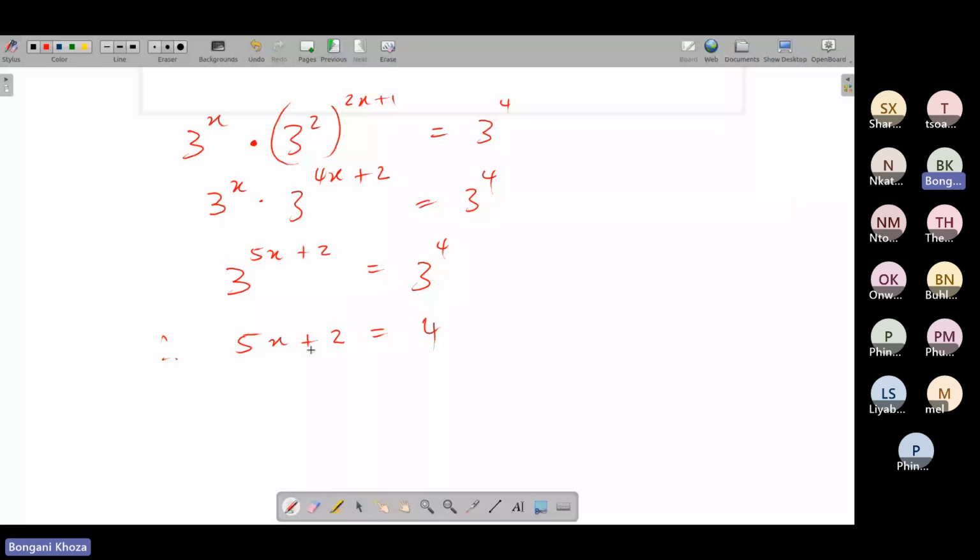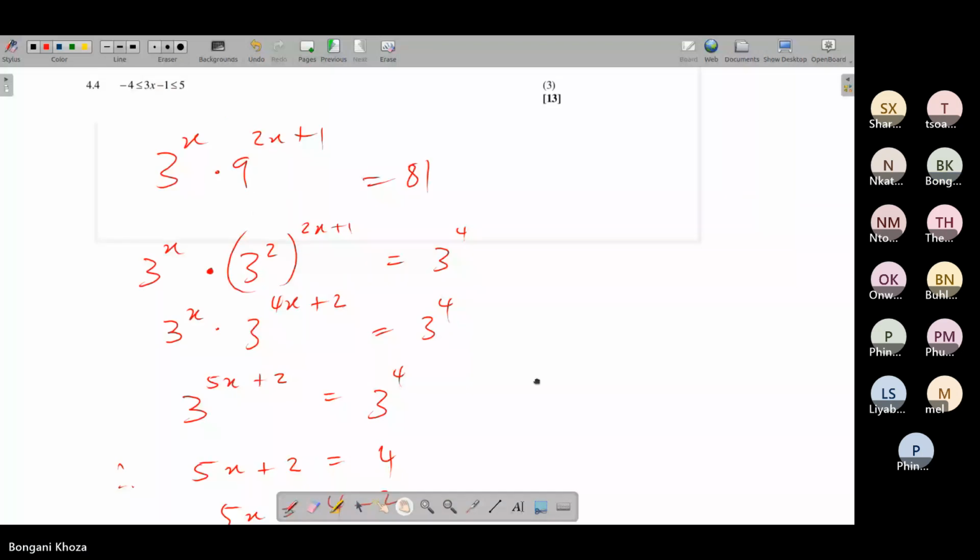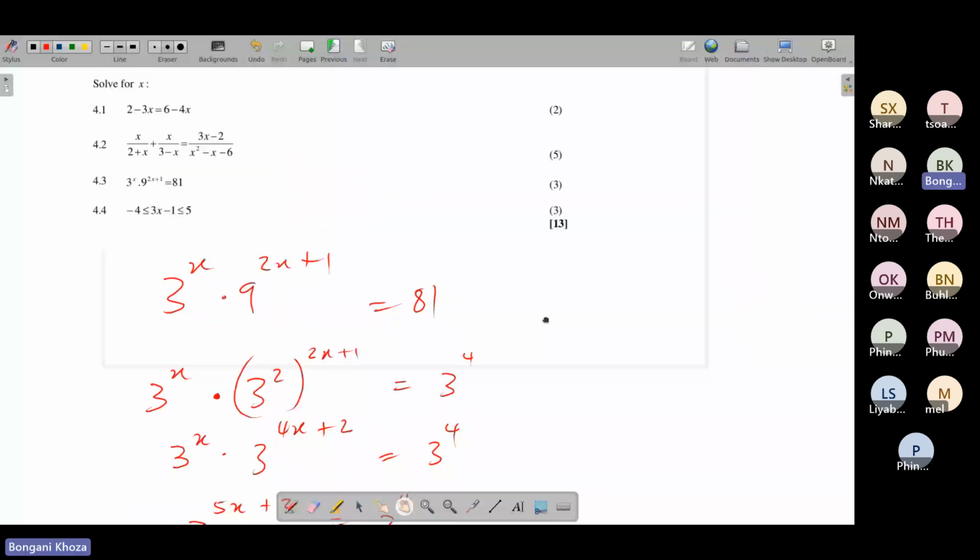And then from here, just 5x is equals to 4 minus 2. 5x is equals to 2. I divide by 5 both sides. My x value is 2 over 5, like that. So you can plug that into the original question to check if your left-hand side equals your right-hand side. All right, any questions on that one? That was for 3 marks.